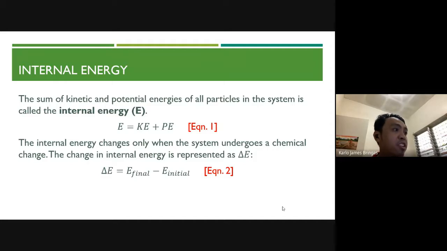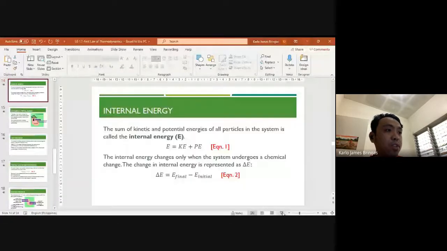So internal energy can change from its initial value to the final value. The change in internal energy is represented by the symbol delta E. So delta E is equal to E final minus E initial. This equation number 2 is what we use when we had question number 5 earlier in our activity. So for this one, we can just try to answer this one.